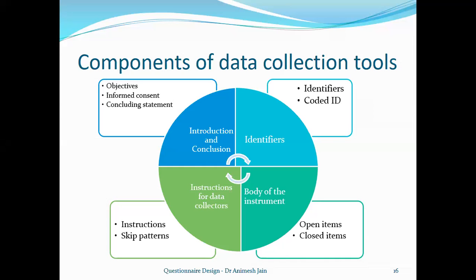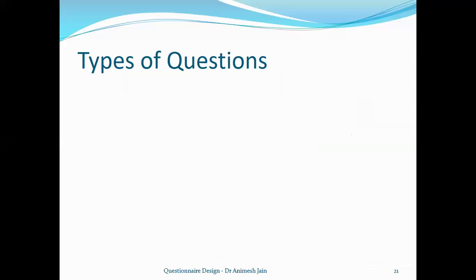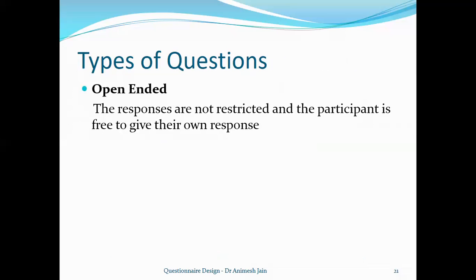Coming to the body of the instrument itself, you have open-ended and closed-ended questions or closed items. I will discuss that in a little bit. Open-ended is basically you're not restricting the response of the participants. For example, if I were to ask people, what is your age? People will tell me whatever their age is. So that's an open-ended question. I can also ask this question in a different way by saying, please tell me which age group you belong to? And I can say 31 to 40, 41 to 50, or say 31 to 35, whatever. So I can close it. And people will have to choose between those categories. So here, I have given them restricted choices.